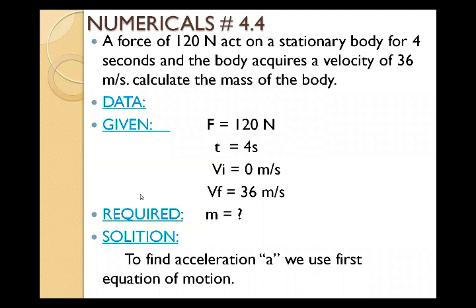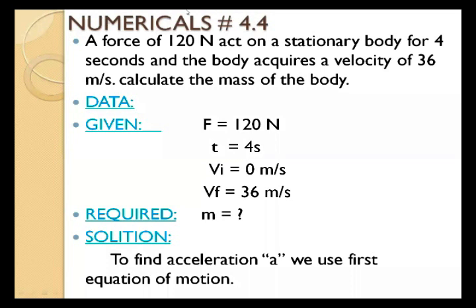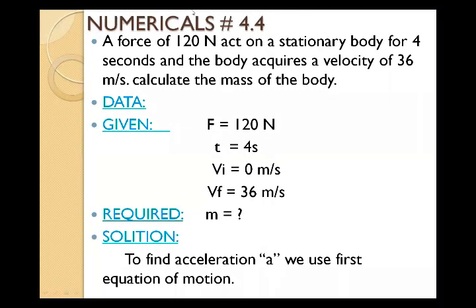Now to find the solution of this numerical, first we have to find the acceleration. So for finding the acceleration, we use the first equation of motion. So student, can you tell me why we are not using the equation of the second law, that is F equals ma? Do you know why we are not using it? Because force is given, but mass is not given and acceleration is also not given.